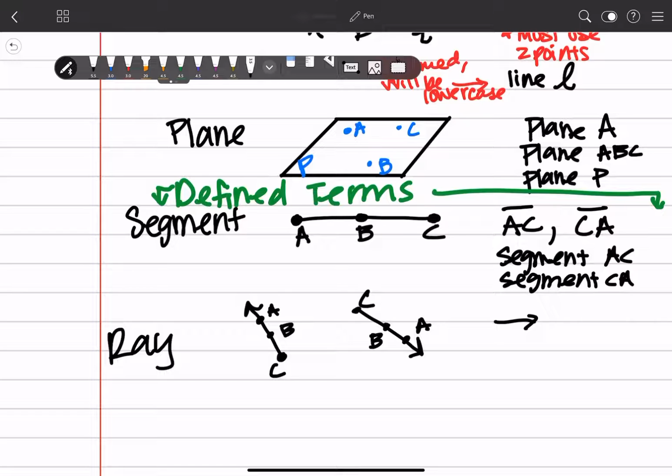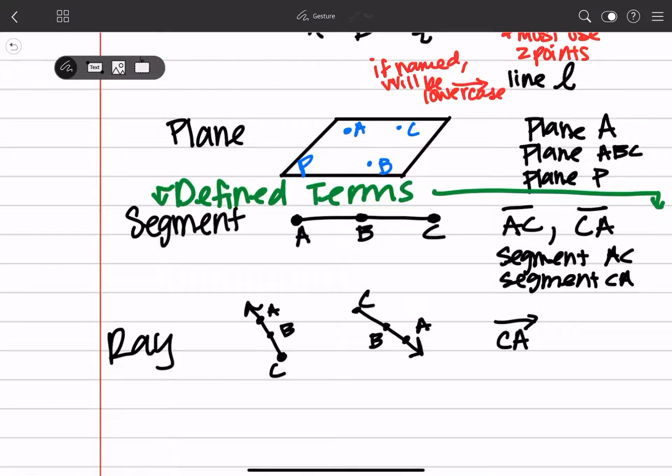You're going to draw a ray. We're going to draw an arrow. And you can do CA. You want to start from this point. You have to start with where it started from. The point is where it started from.